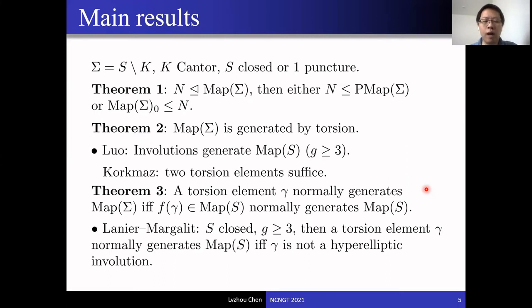And there are lots of elements like this by a theorem of Lanier and Margalit. They show that in the case where the surface is closed and has genus at least 3, a torsion element gamma normally generates the ordinary mapping class group if and only if gamma does something complicated enough on the first homology. Namely, it's not the hyperelliptic involution. And so in this sense, most torsion elements have normal closure equal to the entire mapping class group in both the ordinary case and in our big mapping class group scenario.